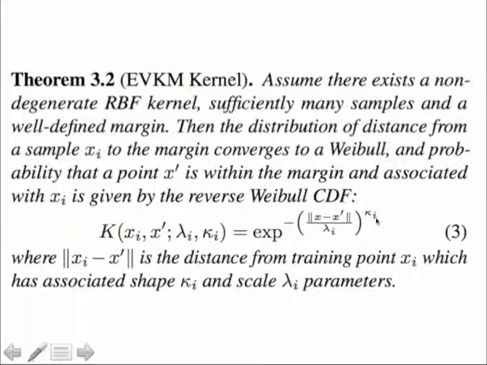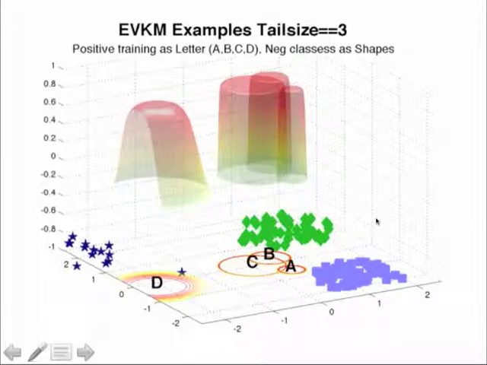This video is going to briefly give you some intuition about these, which is a little harder to get across in the paper, so we're going to show you some examples. In this example, we have three negative classes, the shapes, and a positive class shown with four sample points A, B, C, and D. Here we're showing you the probability of something being associated with point D. It's given by this surface up here.